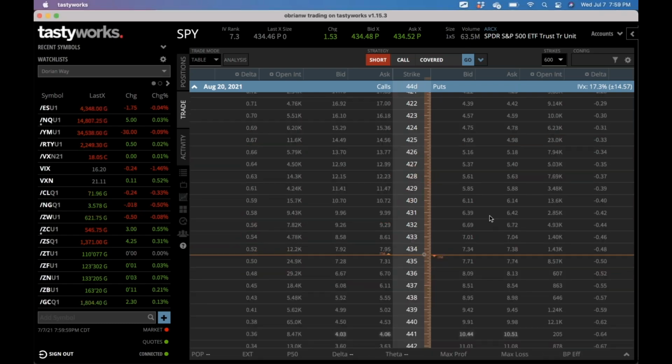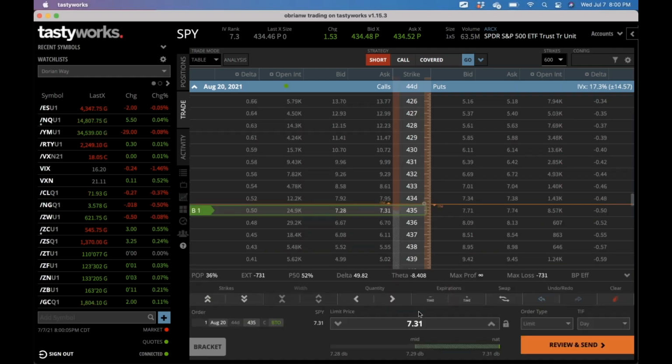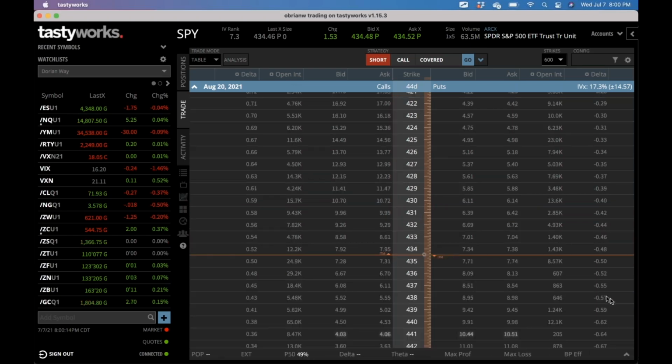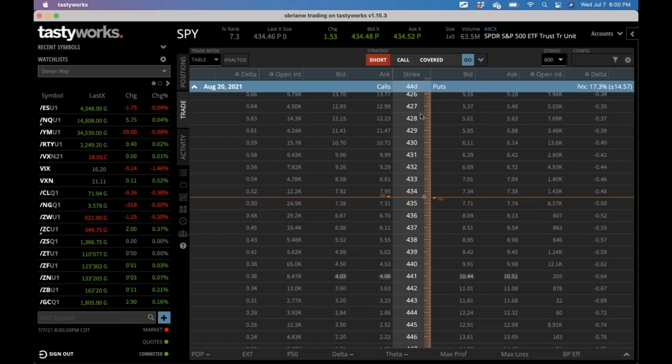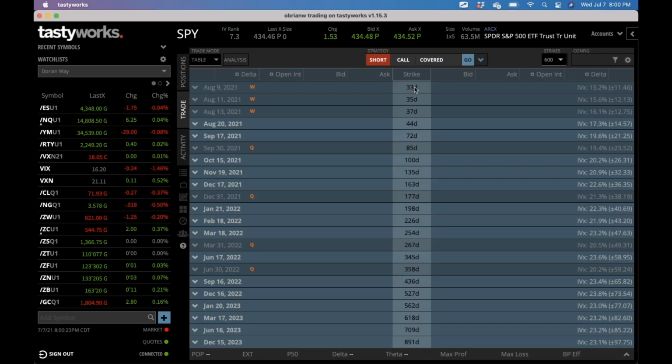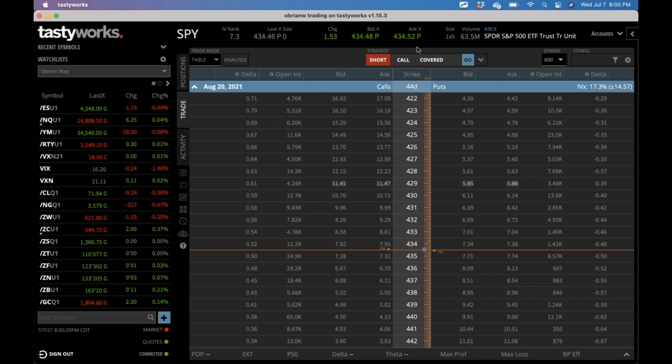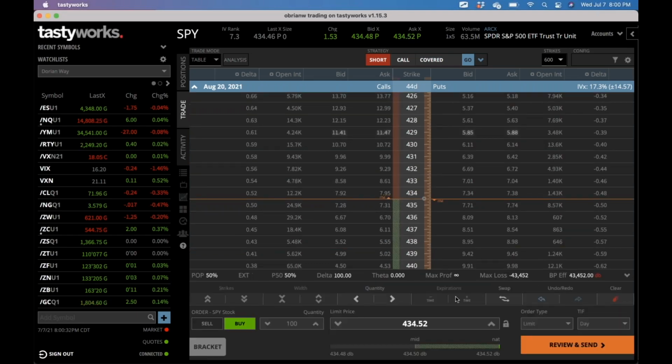One of the good things about buying to make money is that you have a defined risk. If you buy this here and you paid $729, that's the most you can lose. And it can be a lot cheaper than buying stock. So for example, let's just say we did this SPY and we wanted to buy at the money right now with 44 days to go. Well, if we bought 100 shares of SPY right now, it's going to cost us over $43,000 to do it, okay?